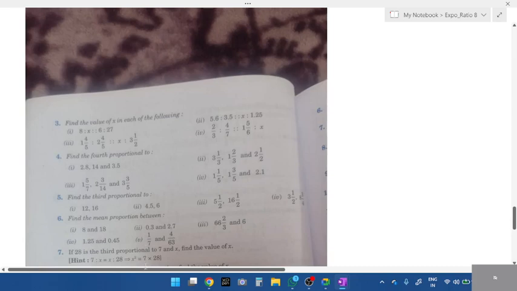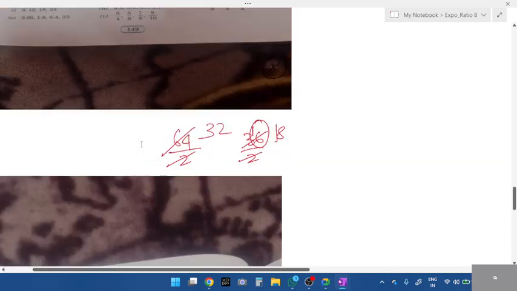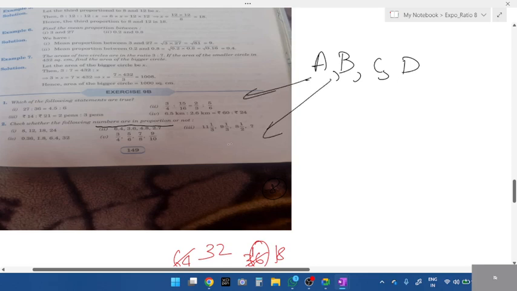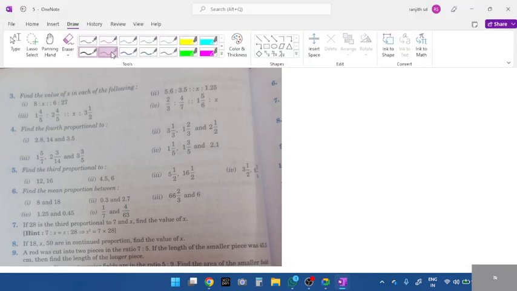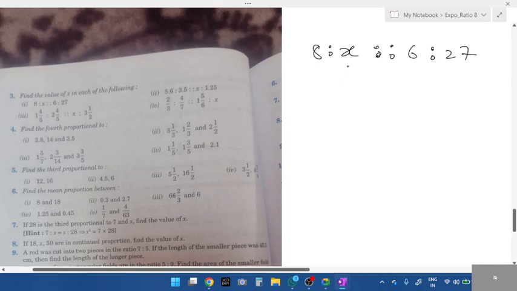Next. Now look, previously was any value missing? Total how many values should be in proportion, students? Total how many terms we should have? Total 4. In these two questions, was any value missing or were all 4 values given? The second type of question is where any one value will be missing. Look at the first question. Which term is missing? First term, second term, third or fourth? Which term is x? Second term is x, right?